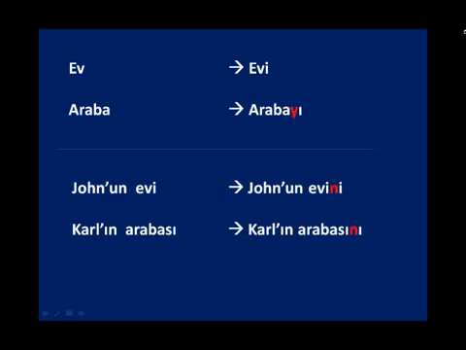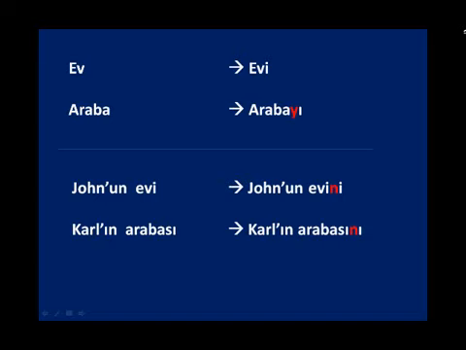So, between two vowels, if there's an N, it means we separated the two cases there. Okay? So, John'un evini, John's house in accusative form. Karl'ın arabasını. Okay? If two cases, we don't use Y but N instead.